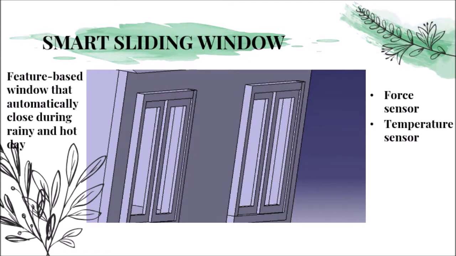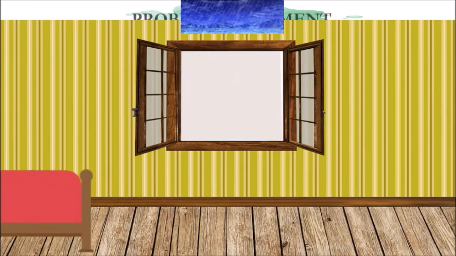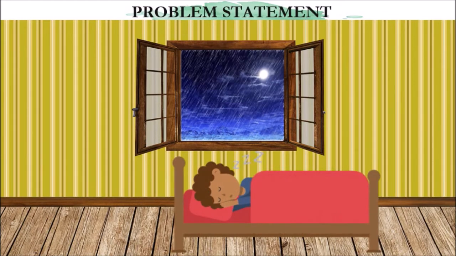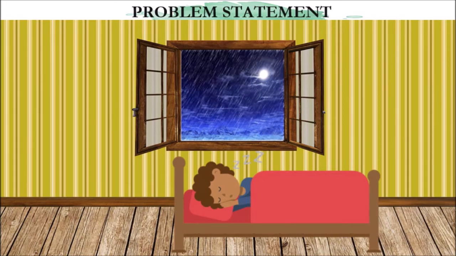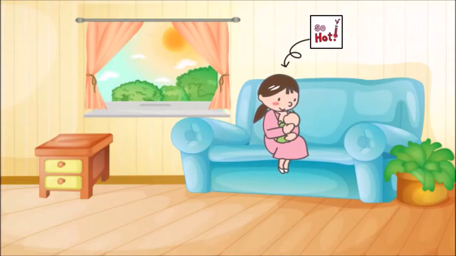So here we present to you our product called Smart Sliding Window. While you were sleeping, suddenly it rains and of course you did not wake up, so this auto-sliding window was created for this situation so you do not get wet. On a day when a mother breastfeeds her son and the weather is too hot and the window needs to be closed, we provide this auto-sliding window so she does not need to get up and close the window.